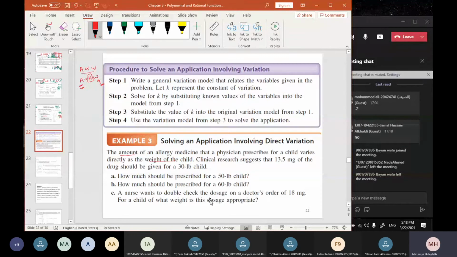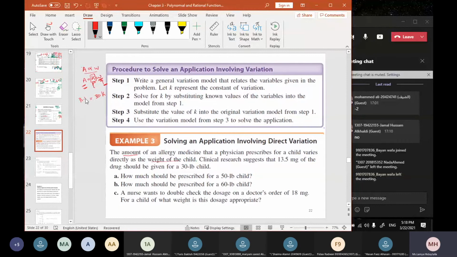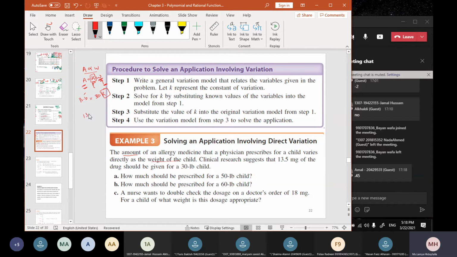A child whose weight is 30. So now I can calculate the k. How can I calculate the k? The study said the child's weight is 30 pounds, that is 30, this 30 times this constant k should give me the amount, which is 13.5. So only one is missing. I can find that k. How? Divide both sides by 30, so 13.5 over 30 is equal to k.